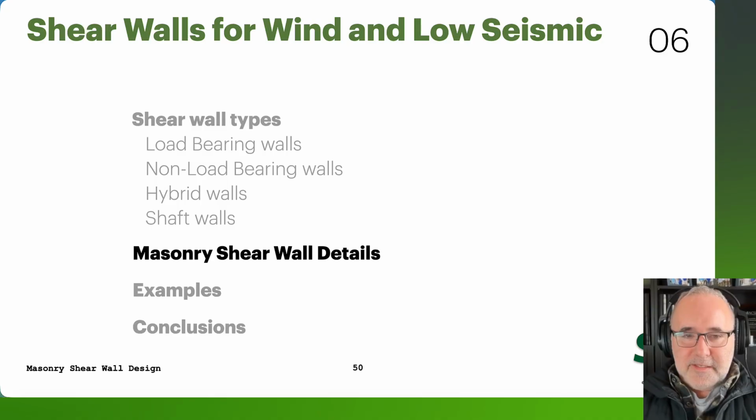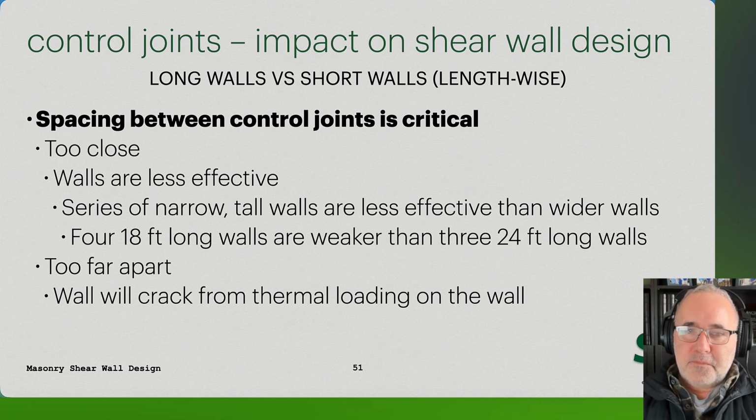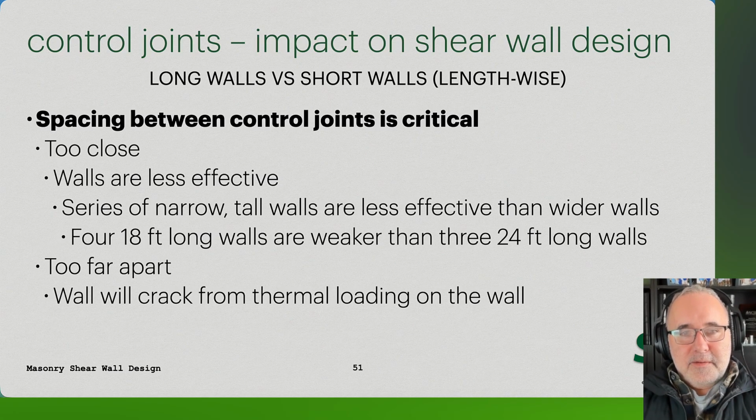Masonry shear wall details, the different details that are utilized for the building, certainly have a large impact on the overall shear wall capacity. One of the first things that I'd like to talk about is the movement joints, control joints that you have within a shear wall design, long walls versus short walls. If you have long walls, so control joints that are far apart, we actually have far more capacity in resisting shear forces and overturning moment forces than if I have a bunch of short walls.